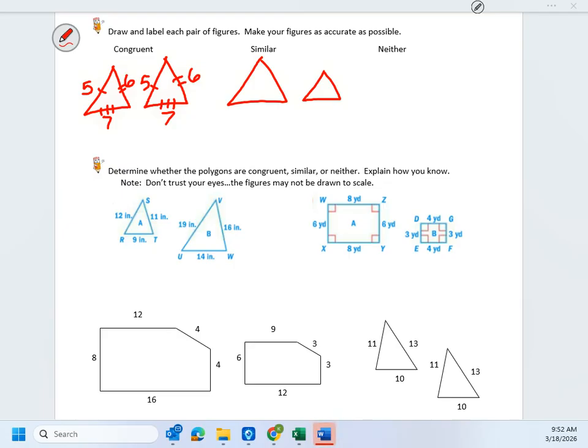So let's say I put my measurements as 8, 6, and 4. What could I put as my measurements for the other triangle if they are similar? How can I show that they would be similar? What do you think, Joy? Why did you pick 4, 3, and 2, Joy?